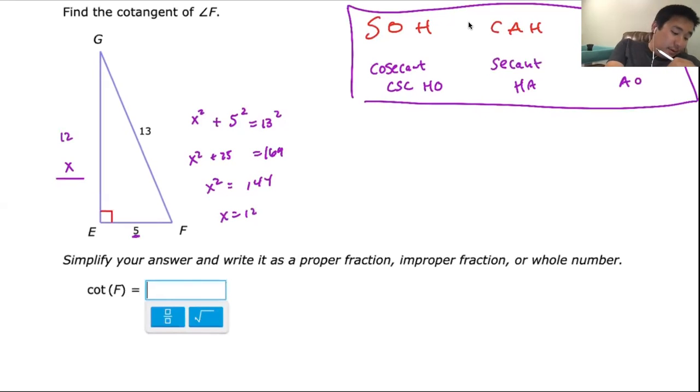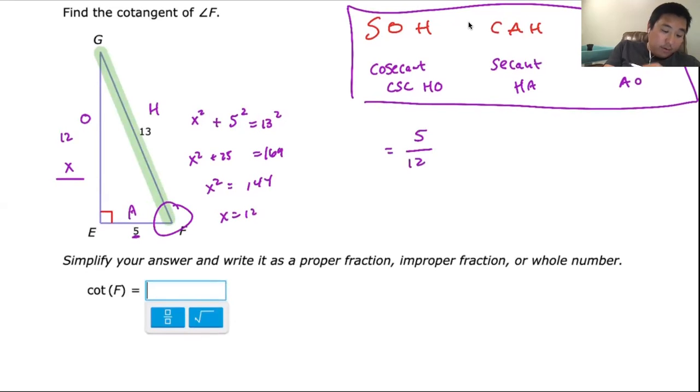So which one's the hypotenuse? This is the hypotenuse. And then for angle F, this is the adjacent and this is the opposite. So for cotangent, I want 5 over 12. This is a little bit harder of a step because you had to do this extra stuff. Remember, a squared plus b squared equals c squared, and c is the hypotenuse.